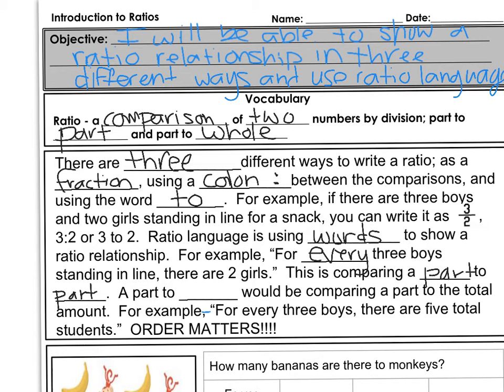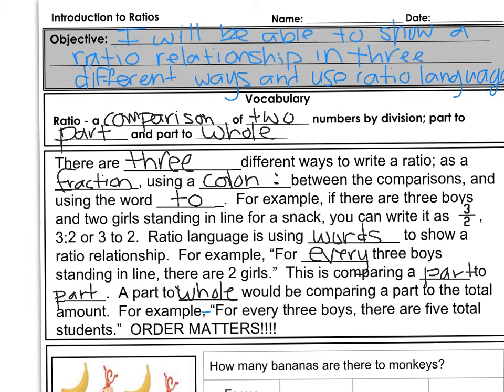A part-to-whole would be comparing a part to the total amount in the group. For example, for every 3 boys, there are 5 total students. Because if you have the 3 boys and the 2 girls, there's 5 total students. So if you're comparing one of the parts to the whole group, that's a part-to-whole ratio. So boys to the total students is 3 to 5, and the 3 is the 3 boys, and the 5 is the boys plus the girls, because there's 5 students.